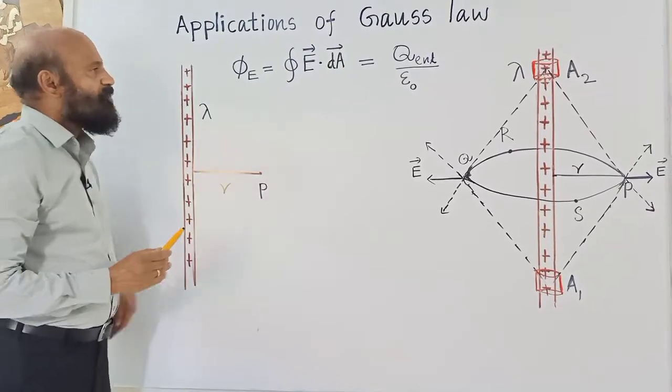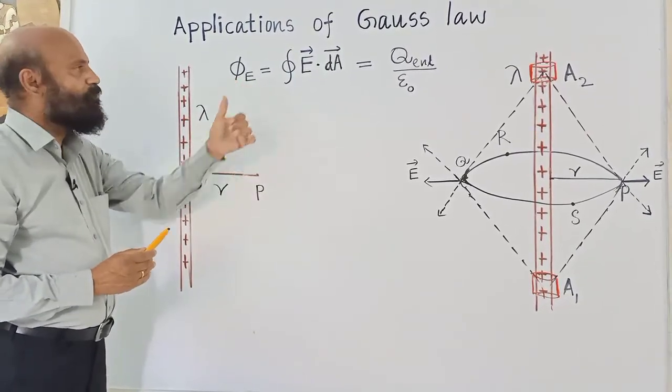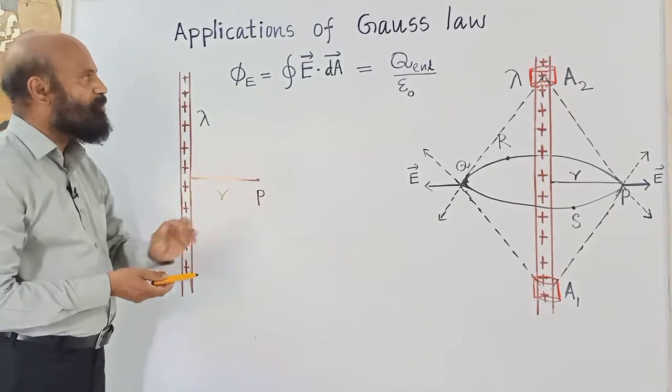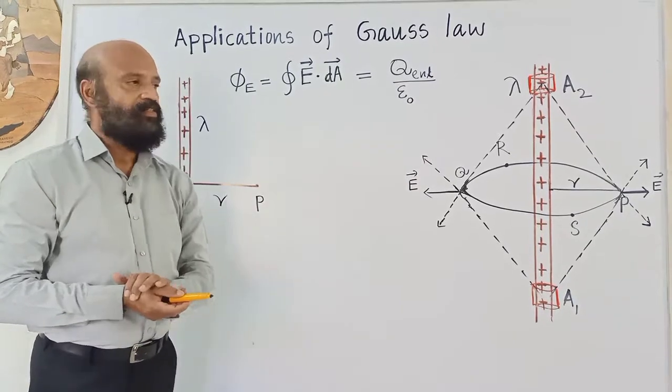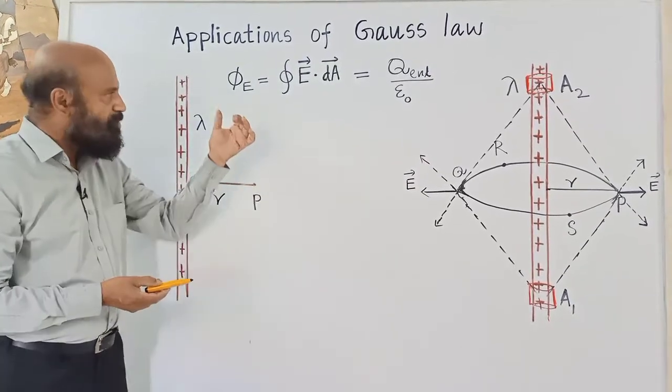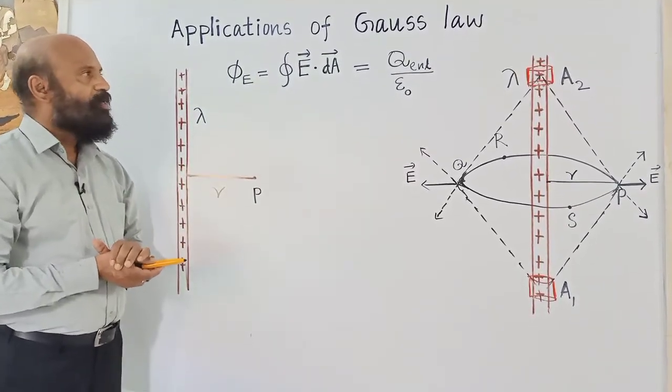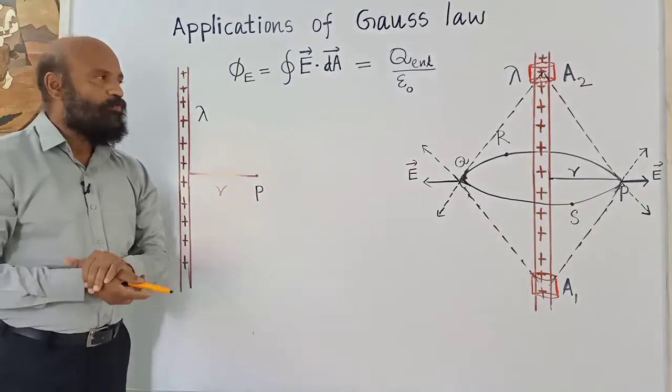Gauss law states that total flux of the electric field over a closed surface is equal to 1 by epsilon 0 times the net charge. So that is the statement of the Gauss law. Today we will see applications of Gauss law.